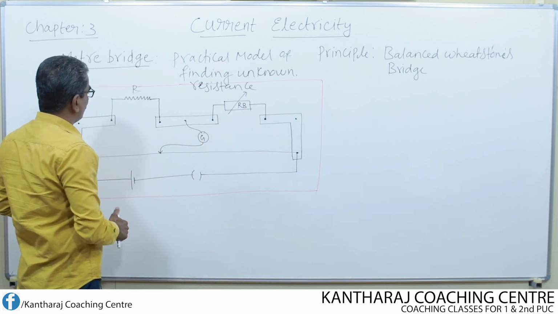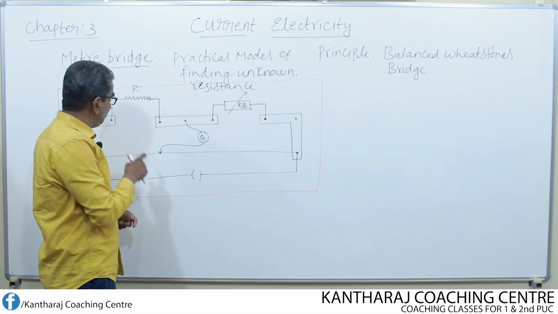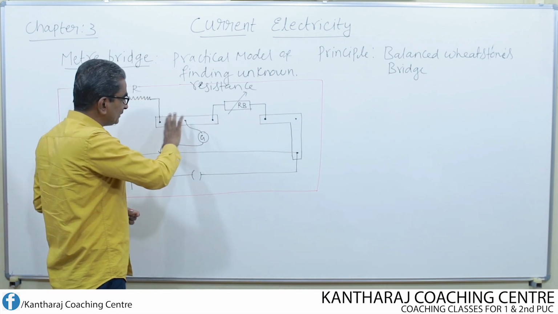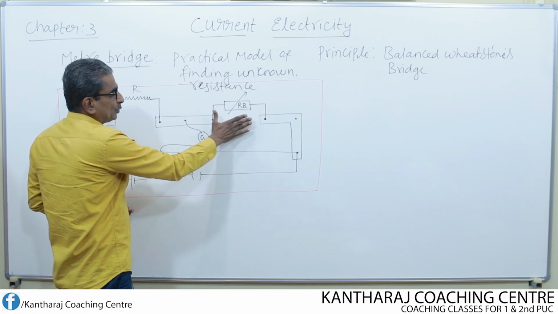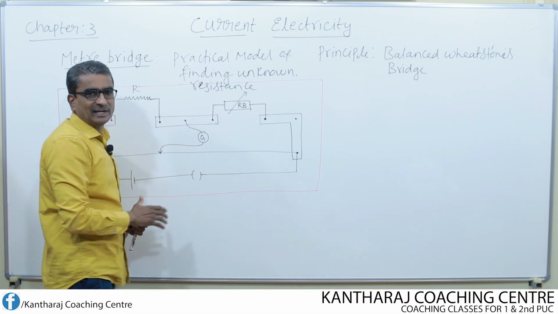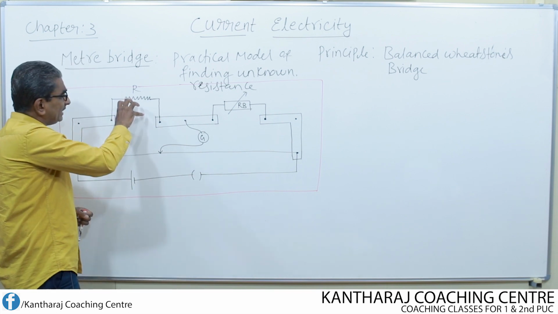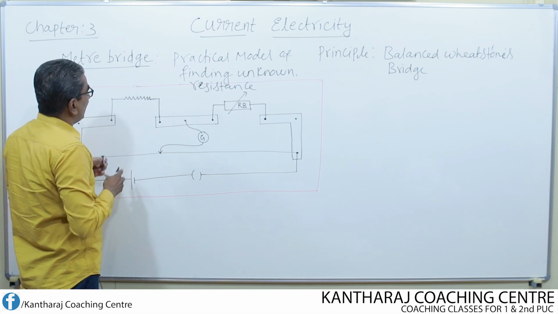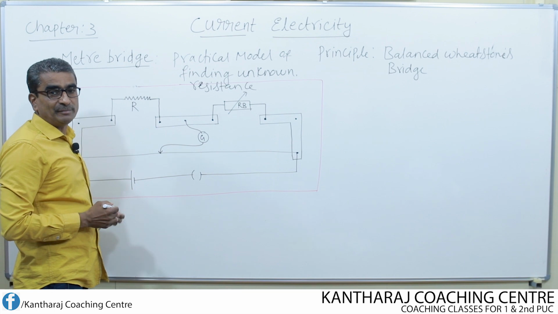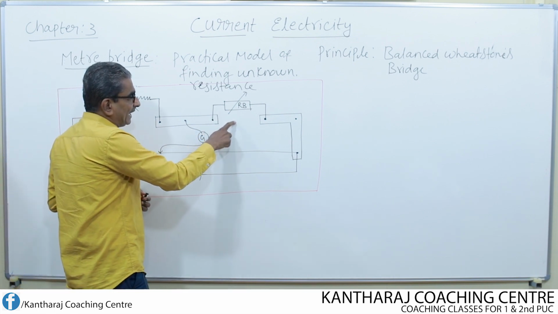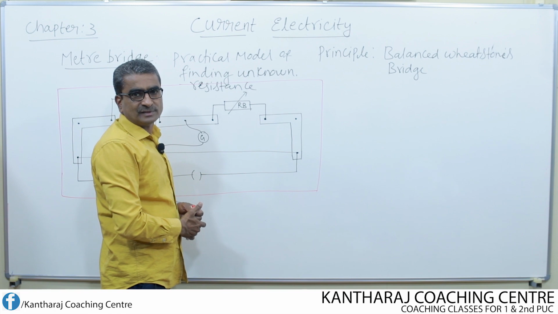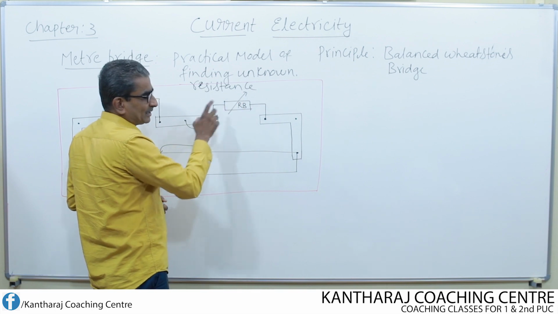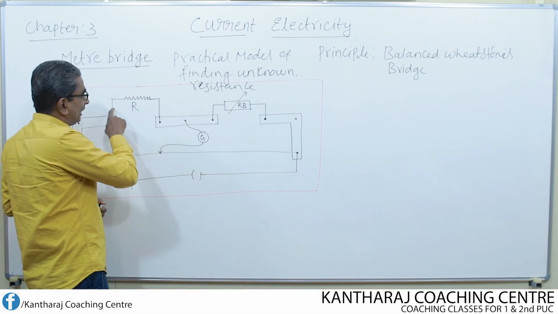Over this wooden board, two L-shaped strips, and between these two L-shaped strips, one more rectangular strip, once again made up of copper, is fixed. This is fixed to create two gaps, left gap as well as right gap. In the left gap, we connect one unknown resistance. Let R be the unknown resistance which is to be determined. Whereas in the right gap, we connect a resistance box where we can vary the resistance.